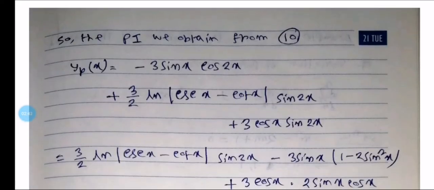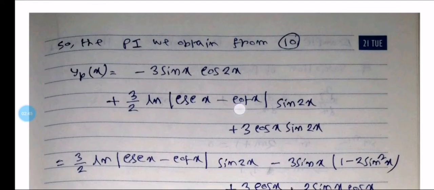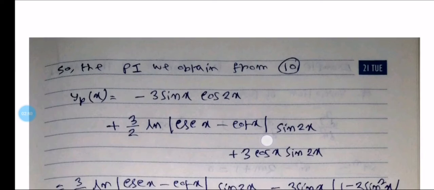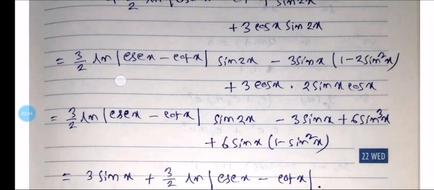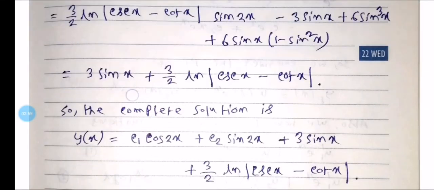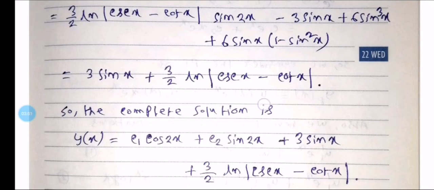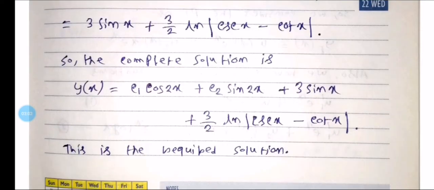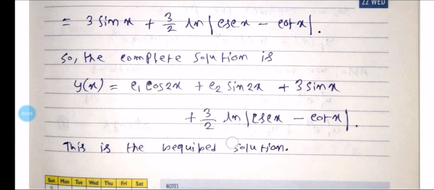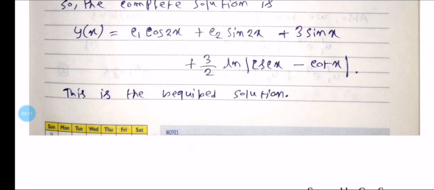So finally we can write the PI value as u1 into cos 2x plus u2 value into sin 2x. After some calculation we can derive the simplest form: 3 sin x plus 3 by 2 ln cosec x minus cot x. So the complete solution can be written as y(x) equals c1 cos 2x plus c2 sin 2x plus the PI, and this is our required solution.